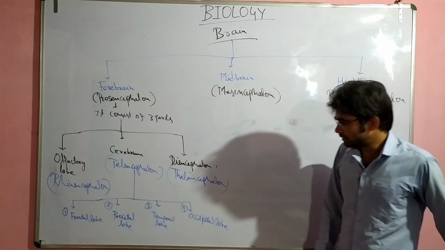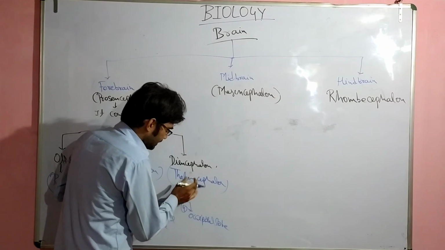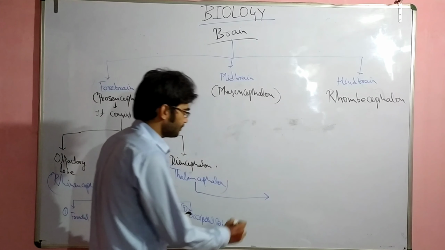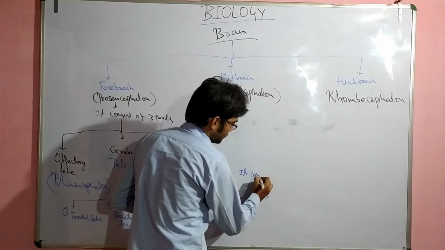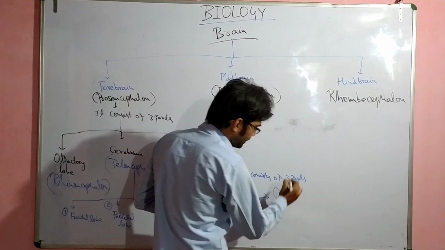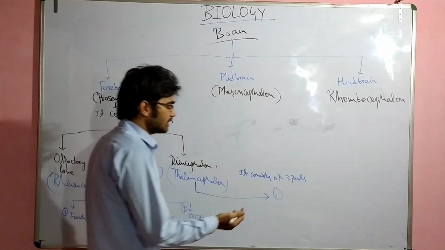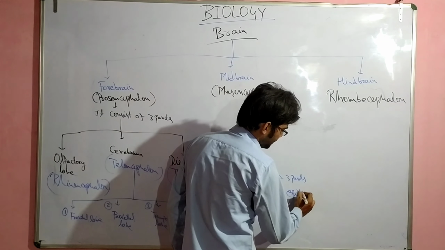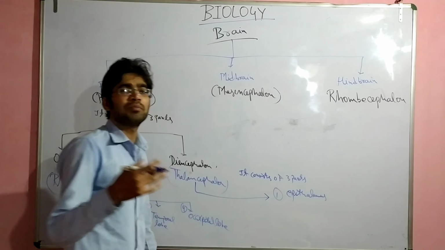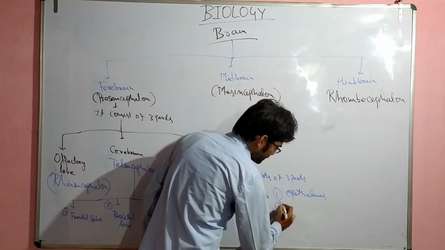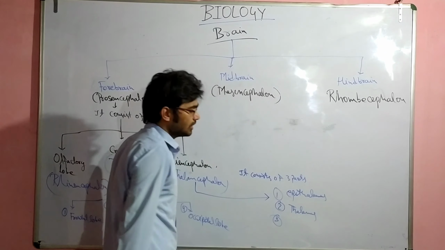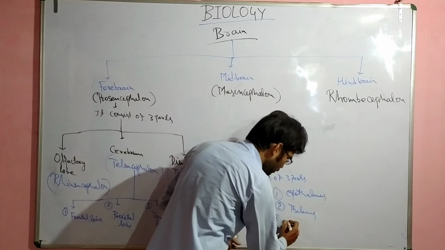Now the diencephalon. The diencephalon is also known as the thalamencephalon. It consists of three parts. The first one is the epithalamus. Don't confuse it with the epithalamus of the flower. The second one is known as the thalamus. And the third one is known as the hypothalamus.